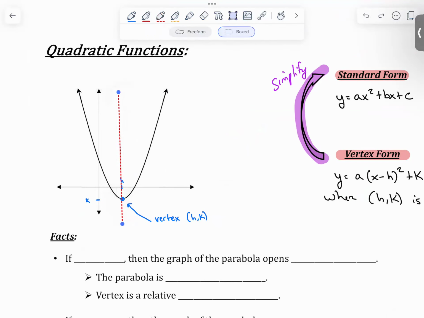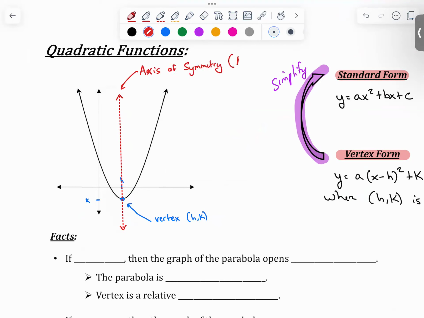This line is not actually part of the graph. It's something that we've drawn. This is called the axis of symmetry, which we are now going to abbreviate as AOS so that we don't have to deal with writing out axis of symmetry a bunch. It's really annoying to do.